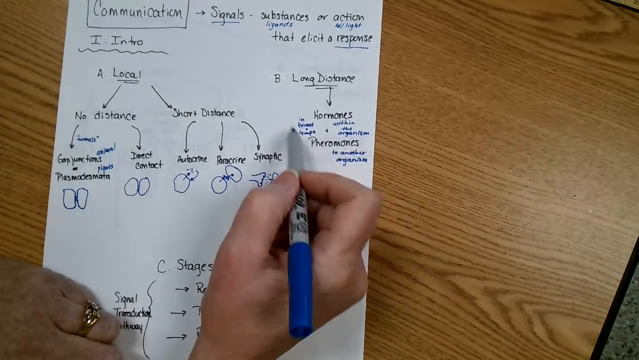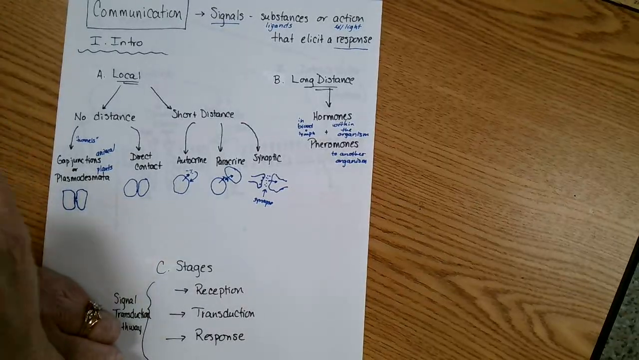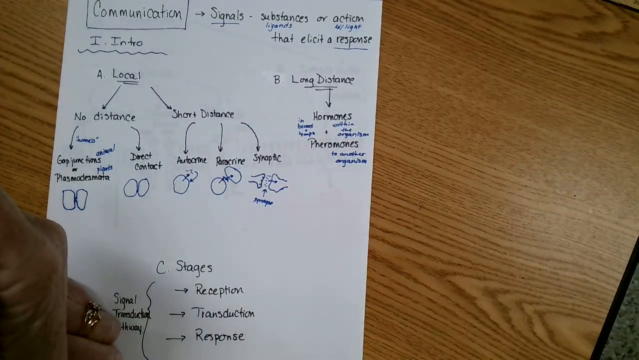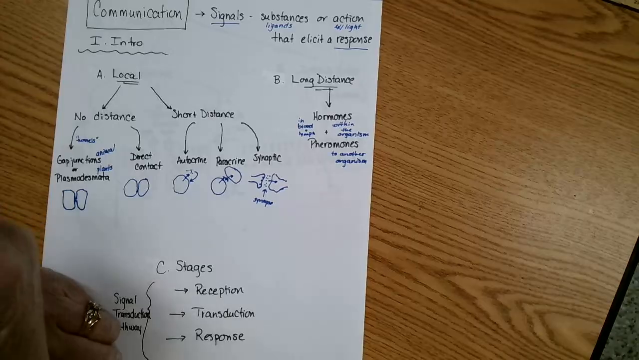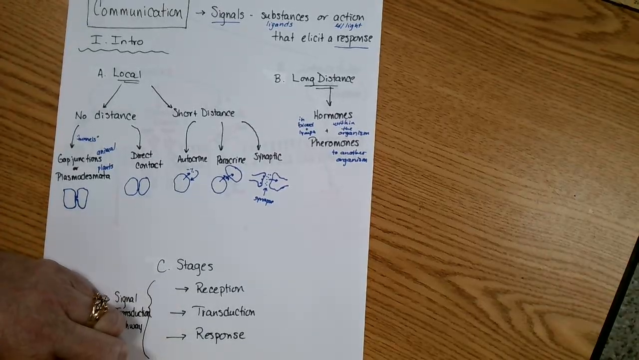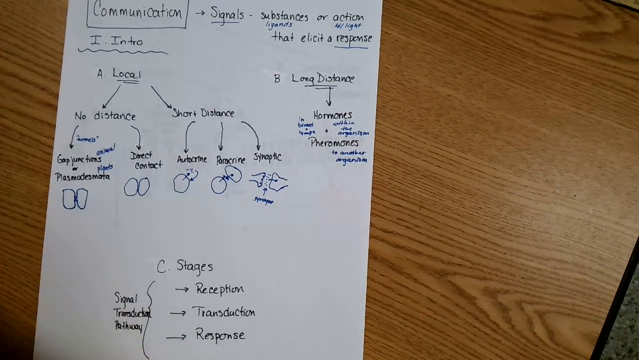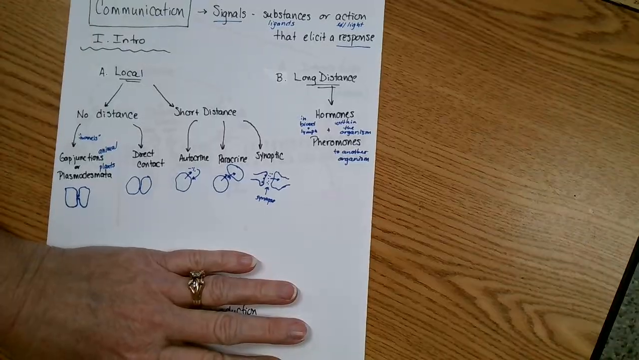Again, if it's hormones, they're usually traveling long distances, like substances from our pituitary can go all the way down and affect our big toe even. Okay. And pheromones are affecting another organism. So they're obviously secreted out there, but hormones are staying within the body. Okay. And so that's how signals can be transmitted.